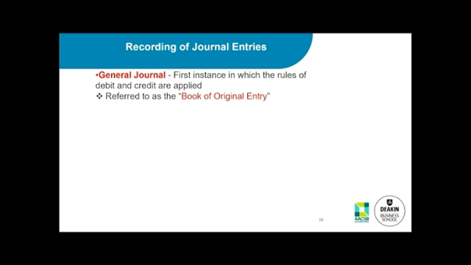Okay, so we'll come back to journal entries. When we're recording things in the journal tonight, we're going to be looking at the general journal. The general journal is, as the name implies, a general all-round sort of book. It's often referred to as the book of original entry, where we originally enter our source documents.